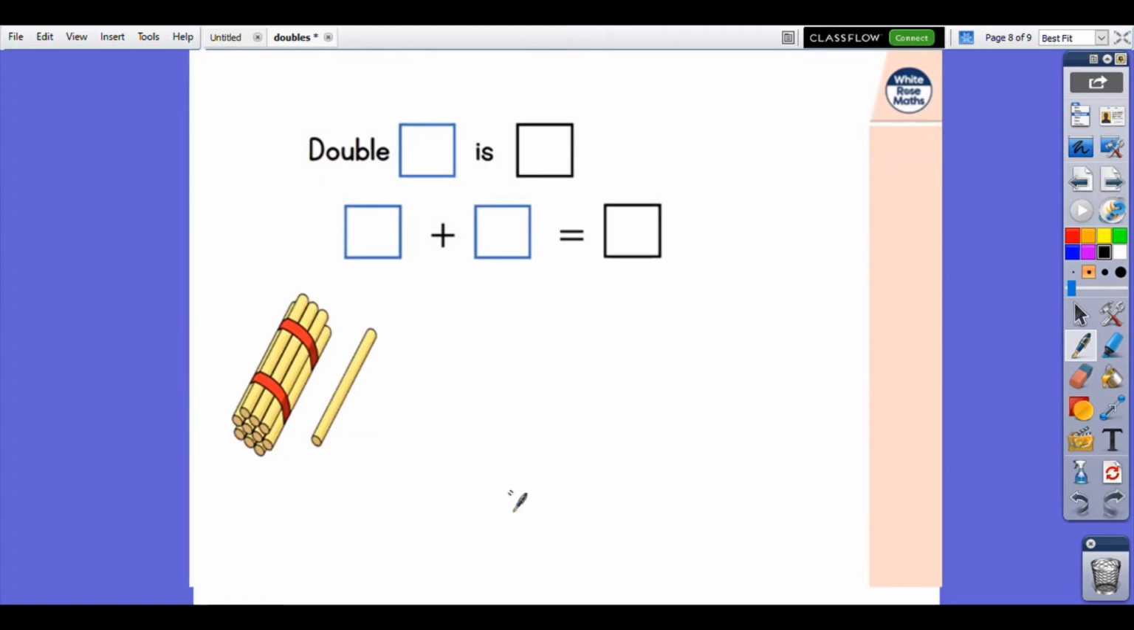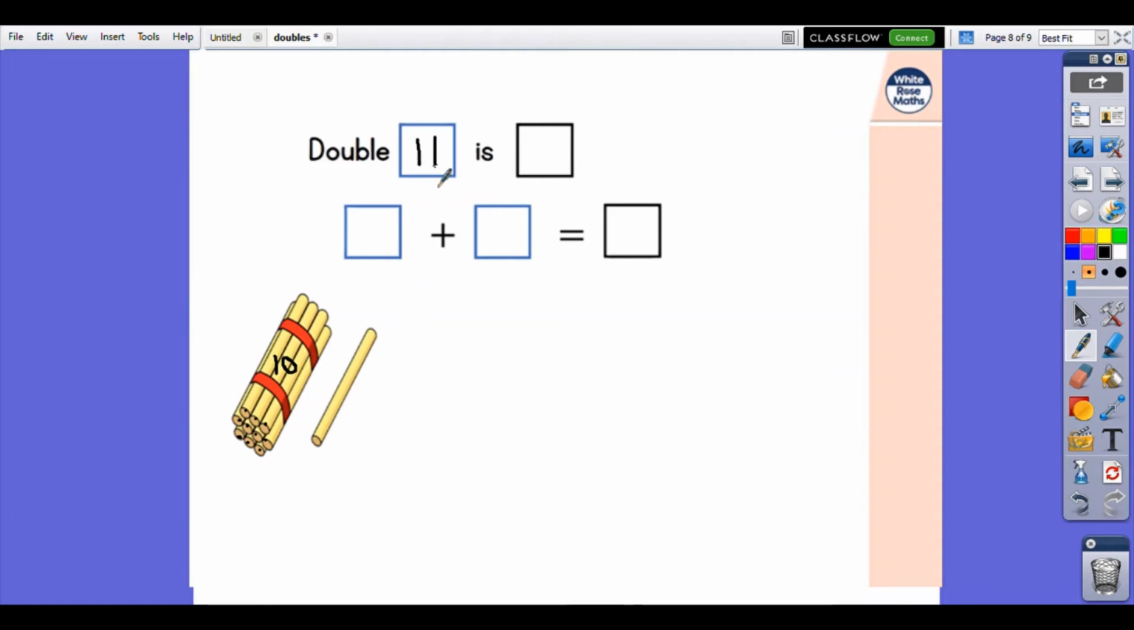And finally, this part is really just for the year 1s because this involves 10s and 1s. We have got a group of sticks here. How many is in our bundle of sticks? Let's find out. 1, 2, 3, 4, 5, 6, 7, 8, 9, 10. There are 10 sticks in our bundle. Plus we also have 1. So how many sticks altogether? 10, 1 more? 11. So we've got 11.